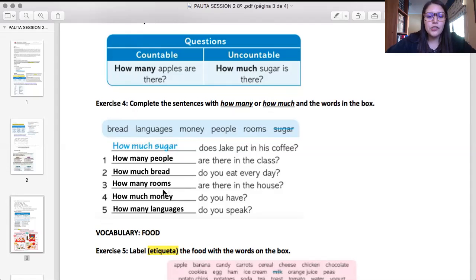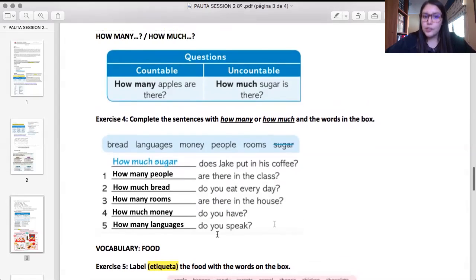Number 4, how much money do you have? Money is very special because we can count money. We can count the coins, we can count the bills, but not money itself. Keep that always in mind. Money is uncountable. And now finally, number 5, how many languages do you speak? Languages, we can count: English, Spanish, Portuguese, etc. So we use many. And this is the first part of the feedback, talking about grammar content.